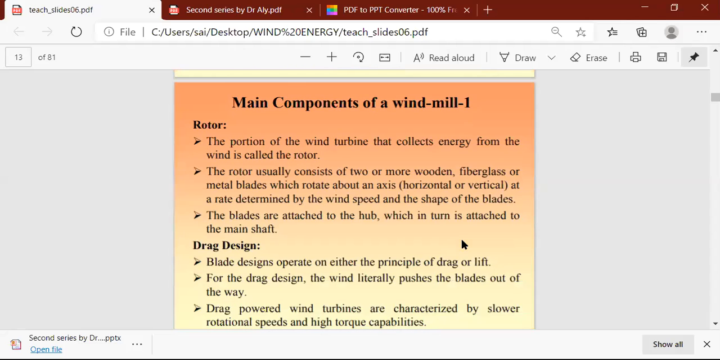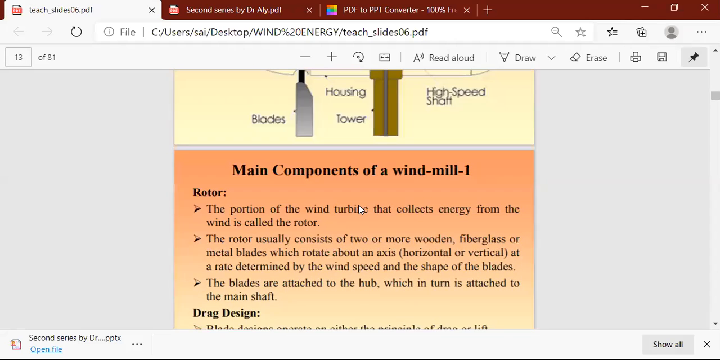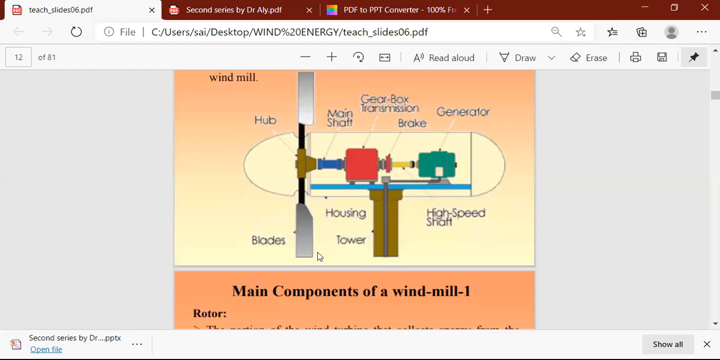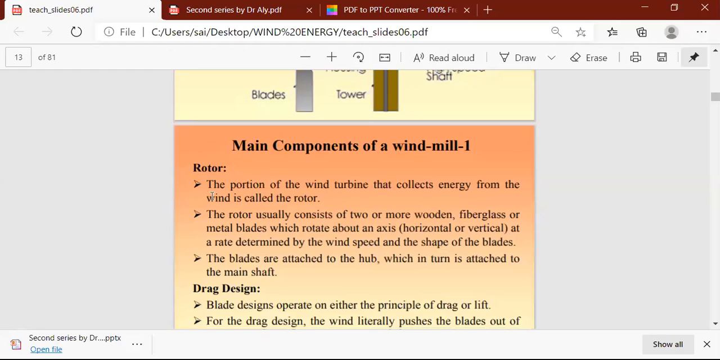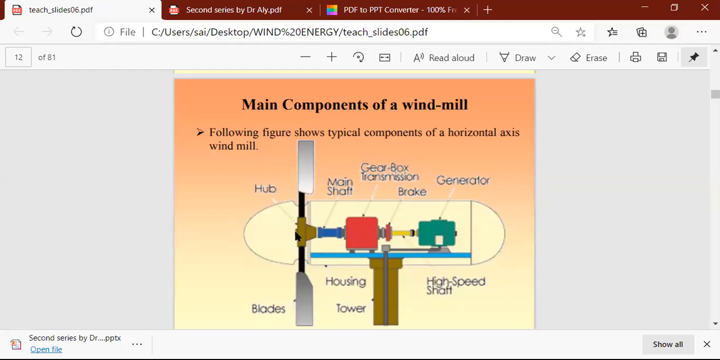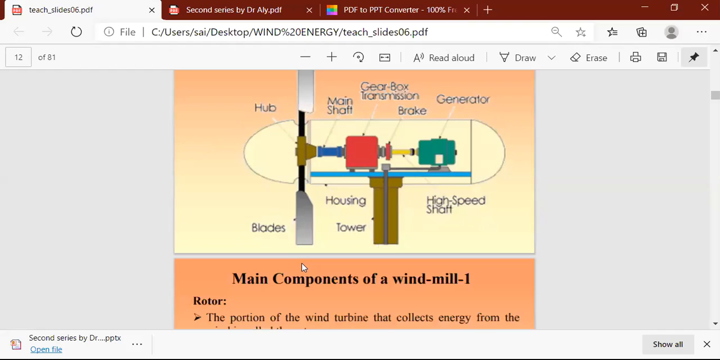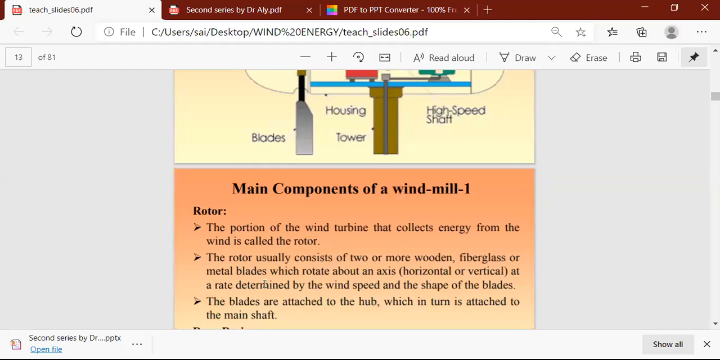See here the description of main components, like the rotor. Every component has its own function. The portion of the wind turbine that collects energy from the wind is called the rotor. This portion collects the wind energy, so it is called the rotor. The rotor usually consists of two or more wooden, fiberglass, or metal blades which rotate about the axis, horizontal or vertical, at a rate determined by the wind speed and the shape of the blade.